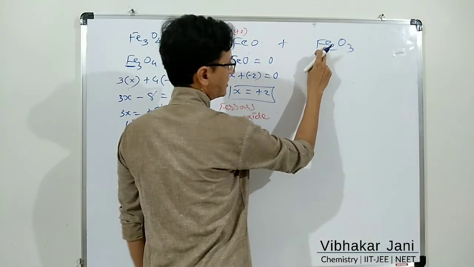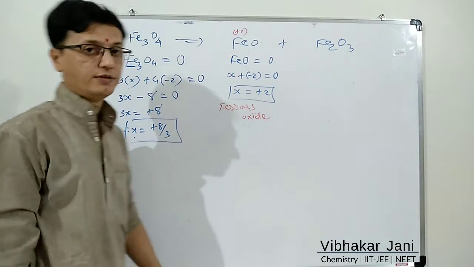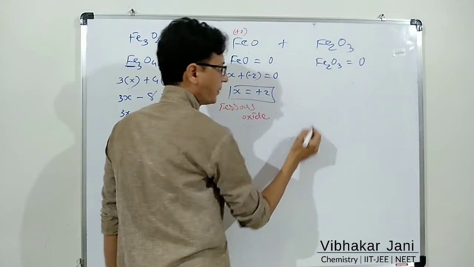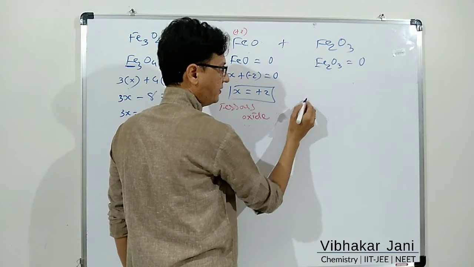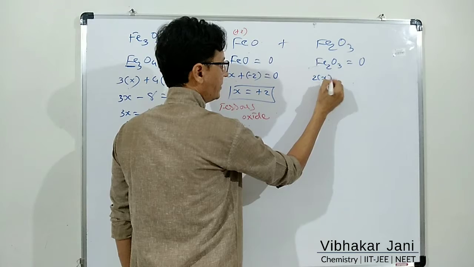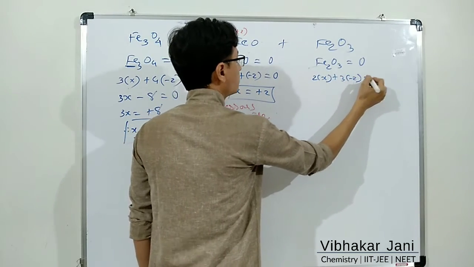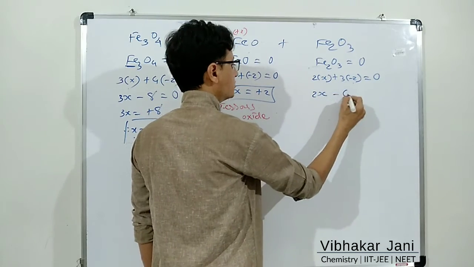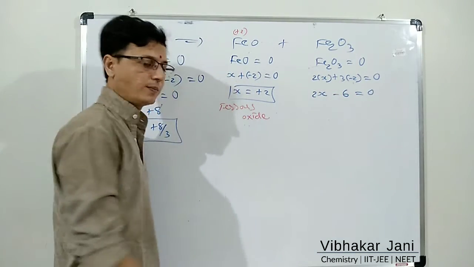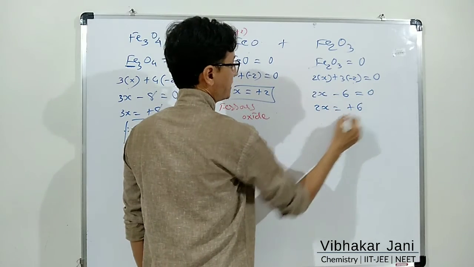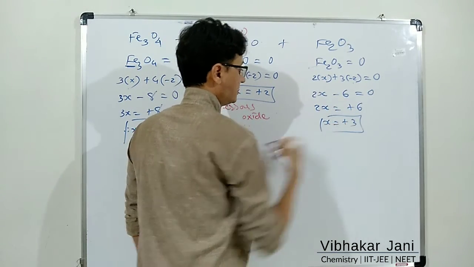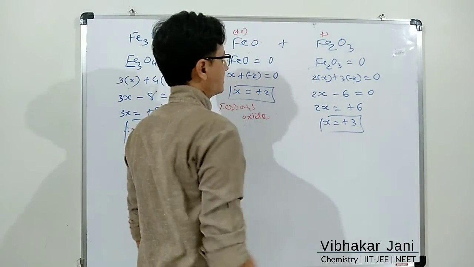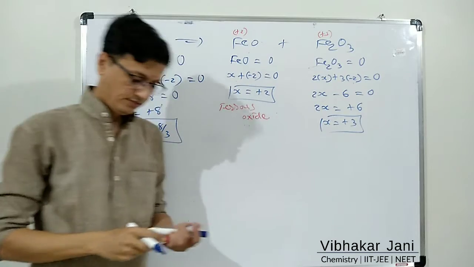Now let us count the oxidation state of iron in Fe2O3. So Fe2O3 is equal to 0. Now we will put x for Fe. That means 2 multiplied by x plus 3 multiplied by minus 2 is equal to 0. That means 2x minus 6 is equal to 0. That means 2x is equal to plus 6. That means x is equal to plus 3. So here each Fe has oxidation state plus 3.